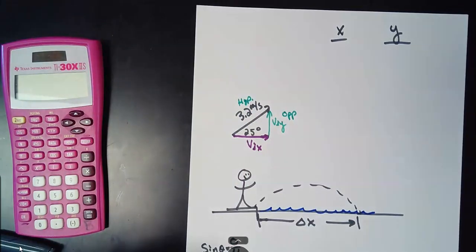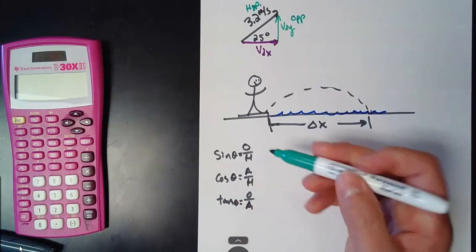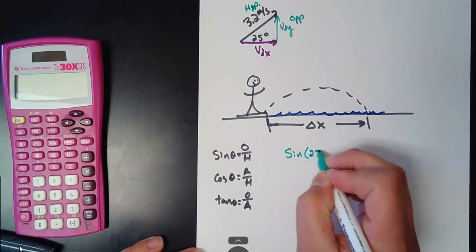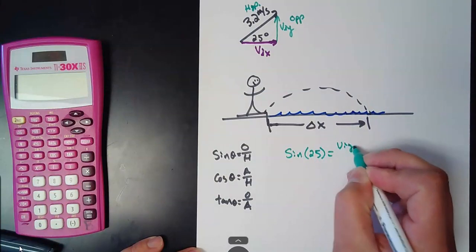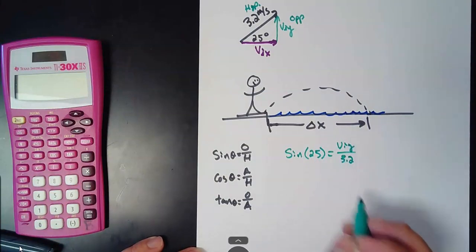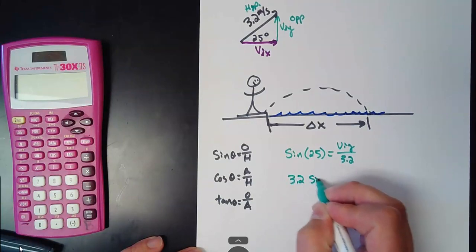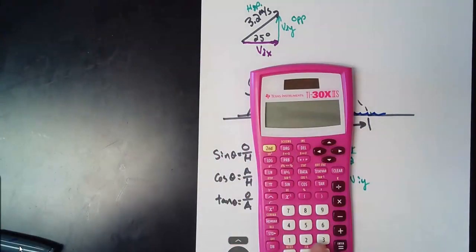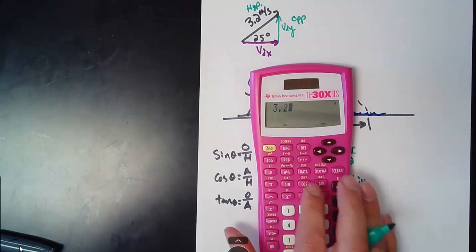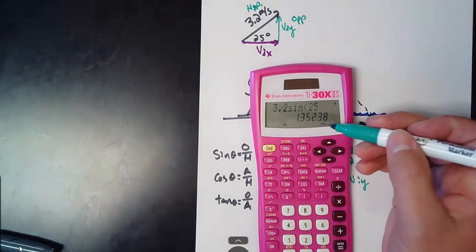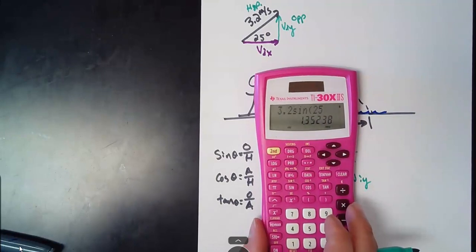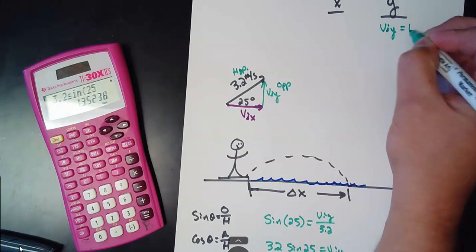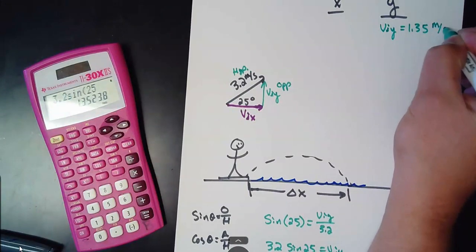So if I want to know the opposite side, and I know the hypotenuse, the only trig function dealing with opposite and hypotenuse is the sine function. So I'm going to say the sine of my angle equals the opposite side divided by the hypotenuse 3.2. Multiply both sides by 3.2. And that will tell me my velocity in the y direction. So we've got 3.2 times the sine of 25. Make sure your calculator's in degree mode while you do this. That gives me 1.35. That is my initial velocity in the y direction, 1.35 meters per second.